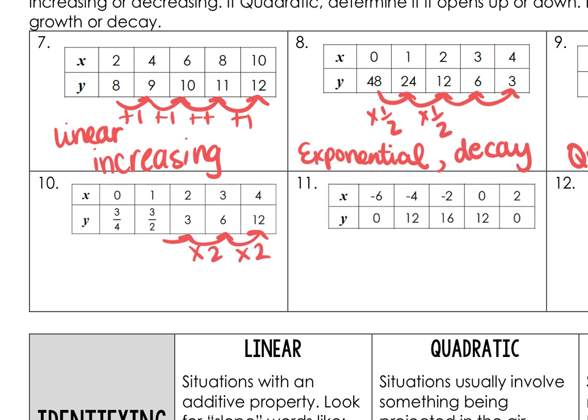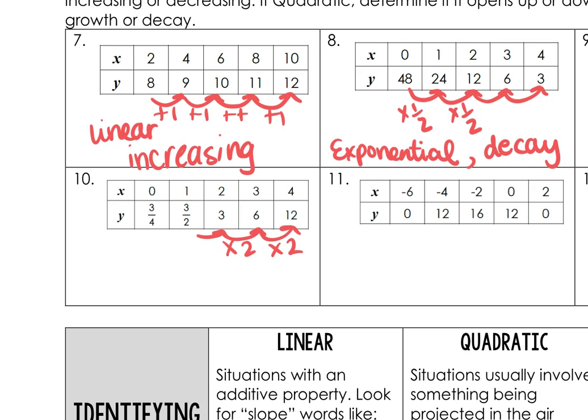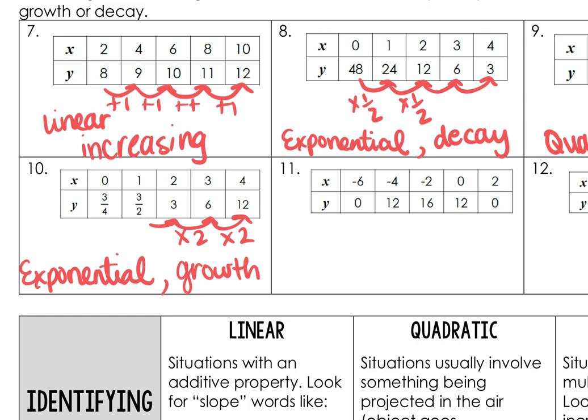So in this table, these y values are being multiplied by 2, and when we have that common multiplier, that's when we know that it's going to be exponential. And then because these y values are going up, it's increasing, which means a growth.